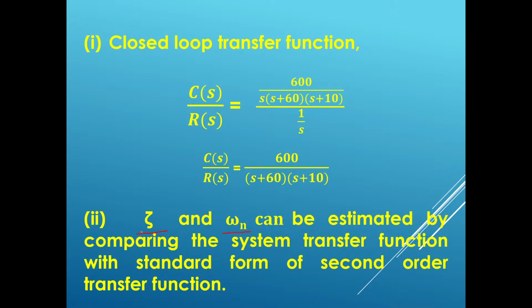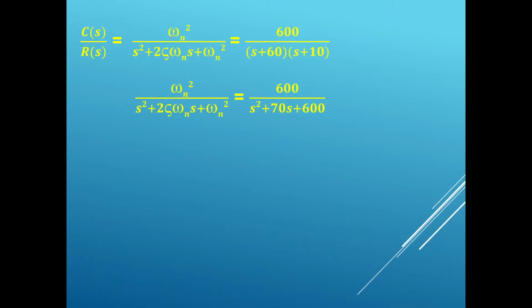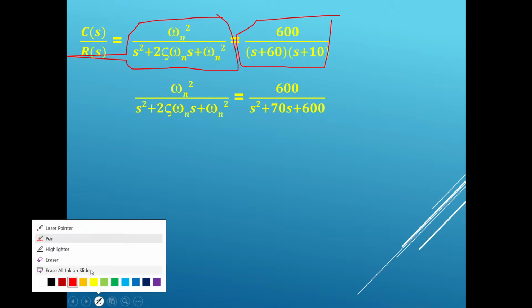So to get zeta and omega n, you have to take the transfer function we have just got and compare it with the standard form of your second order system. What is the standard form? C of s by R of s is equal to omega n square by s square plus 2 zeta omega n s plus omega n square. What is our transfer function? 600 by s plus 60 into s plus 10.